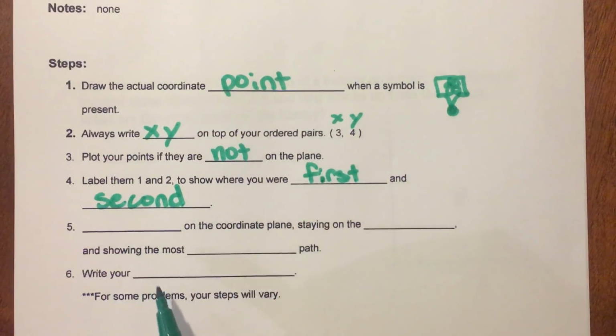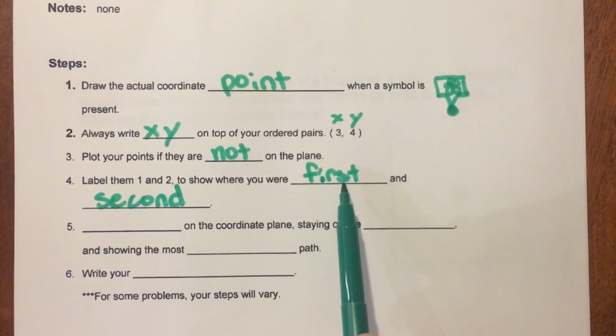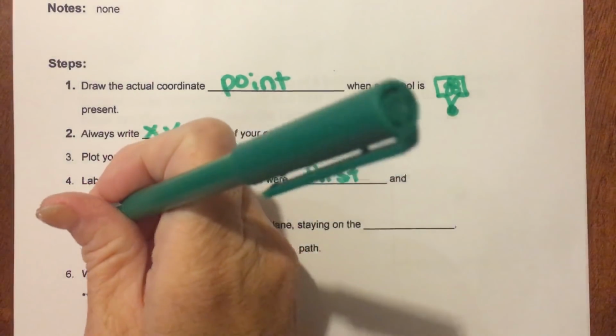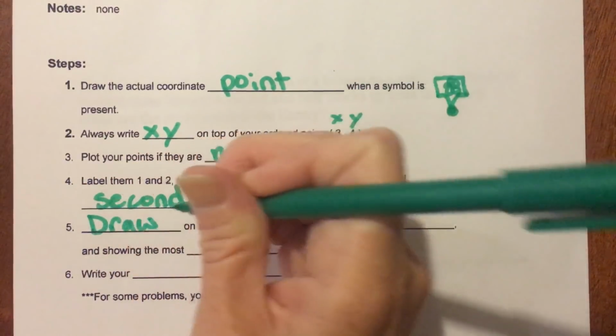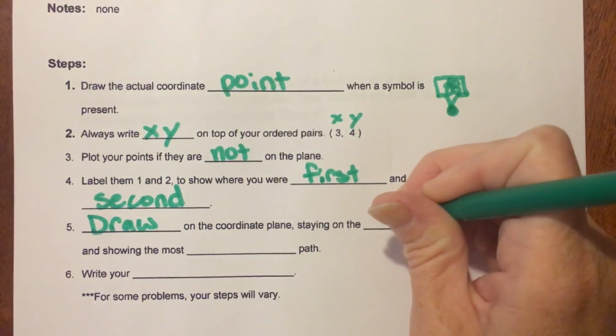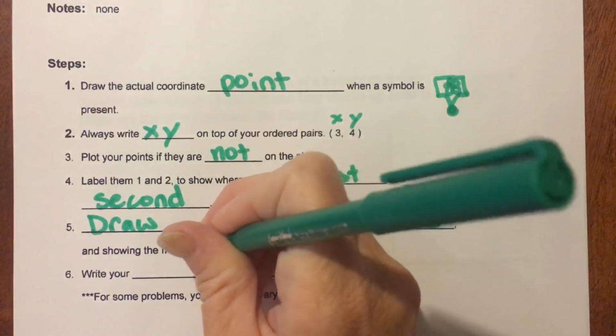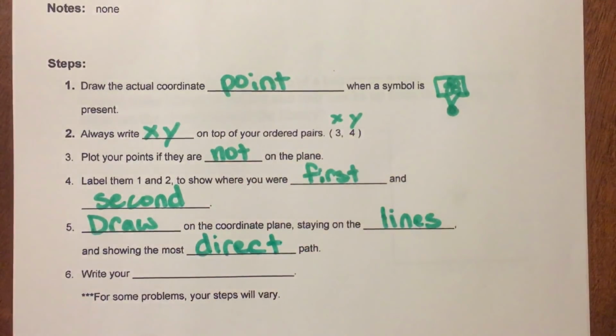So this means, because we're going to be moving around, oh, I was first here, I started here, and then this was my second location because I moved here. Then you're actually going to draw on your coordinate plane, staying on the lines and showing the most direct path. So when you're moving on the coordinate plane, you're not going to be just moving with your eyes. You're going to be moving by drawing. And showing the most direct path means you're going to go there as quick as you can.